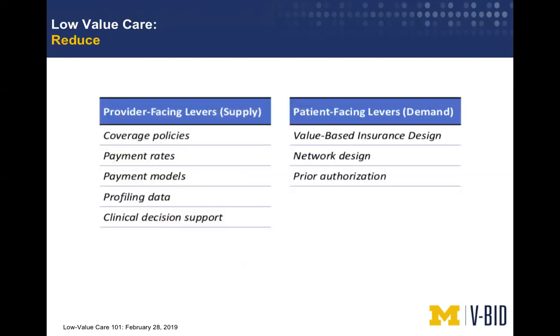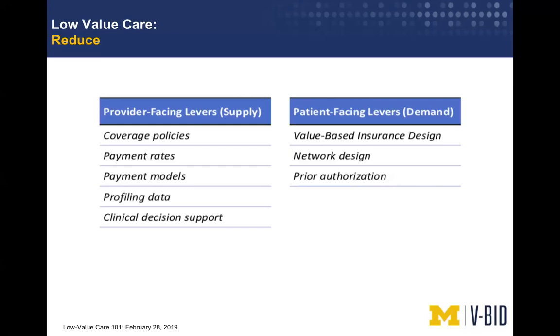Next slide. So moving on from measure to reduce, I think this is the hard part. We've made great headway in the identification and measurement of low value care. I don't think anyone has done anything more on a statewide basis than Beth in Virginia. I include on this slide a list of levers that Michael Boudros and I included in an editorial in the American Journal of Managed Care.